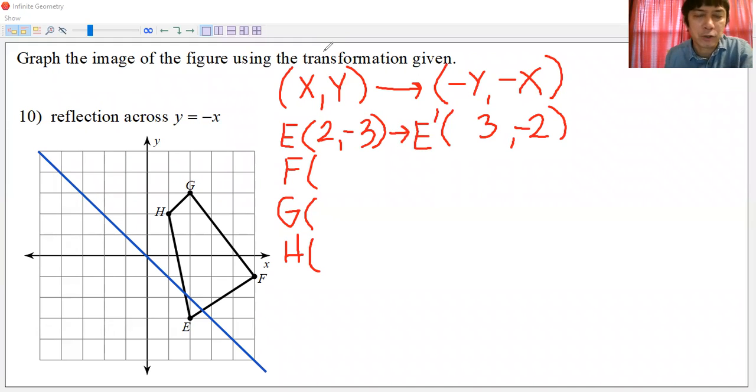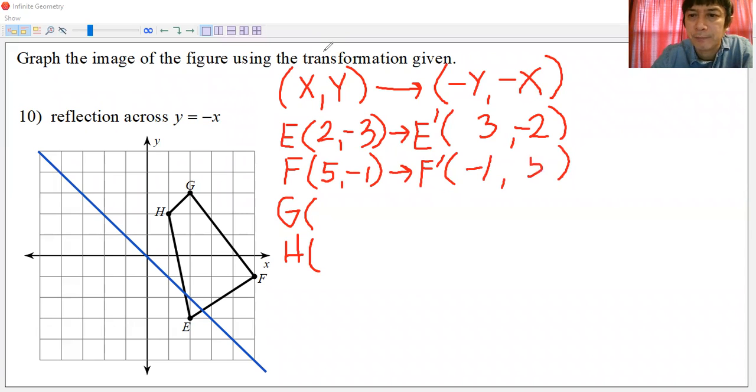There. Okay, let's continue with point F. Our point F coordinate is (5, negative 1). Okay, looking at the diagram, it's (5, negative 1). Okay, let's get the F prime coordinates. So we're going to interchange. This becomes negative 1. This becomes 5. Reversing the signs now. Okay, reverse the signs. The negative 1 becomes positive. The 5 becomes negative. There.